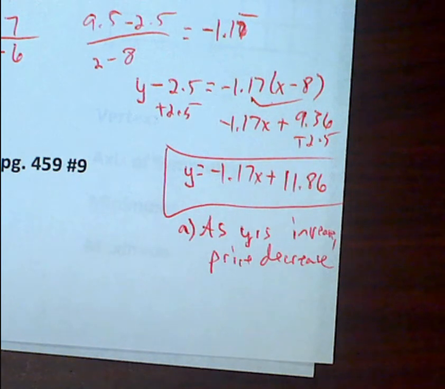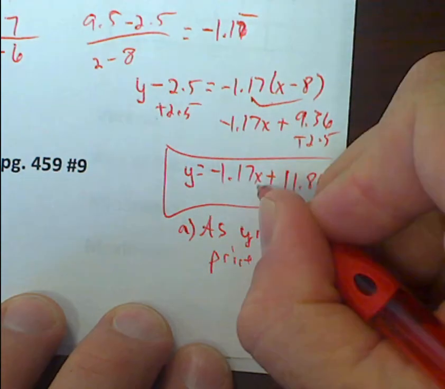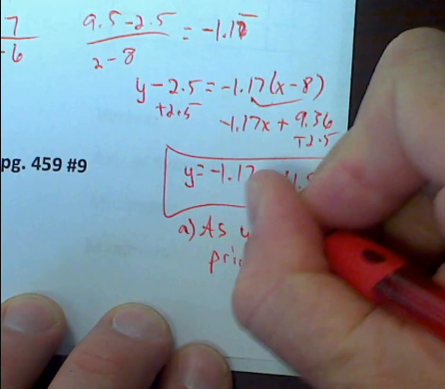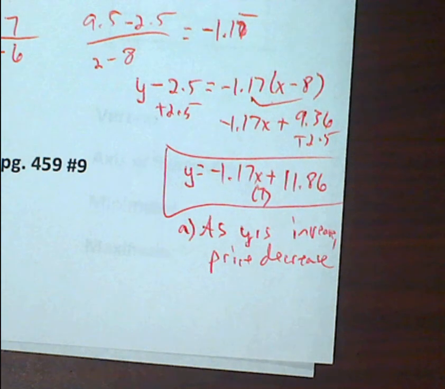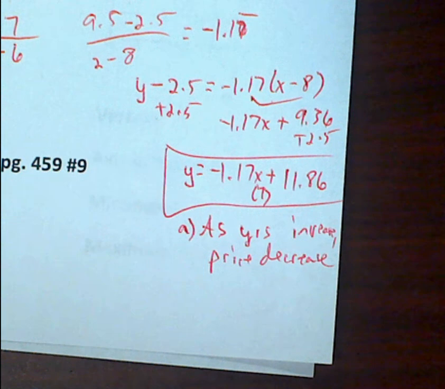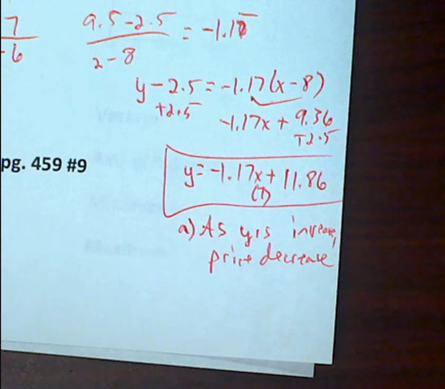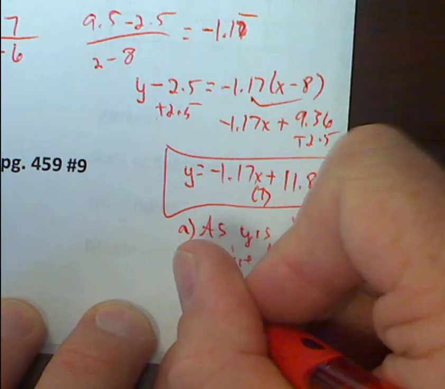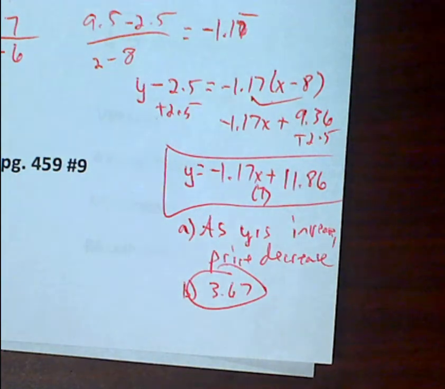Letter B, use the line of fit to predict the price of a car that is 7 years old. So now I can take my equation and plug in 7. How much money am I going to get if my car is 7 years old? So I got -1.17 times 7 plus 11.86 gives me 3.67. So I'm going to get $3.67 thousand.